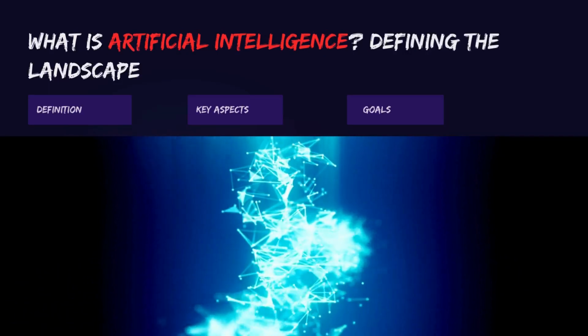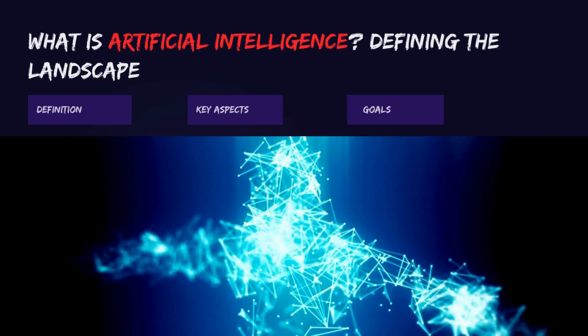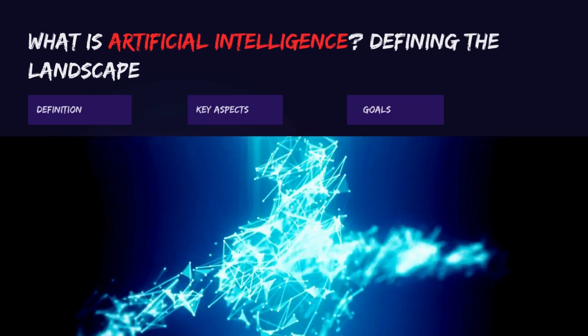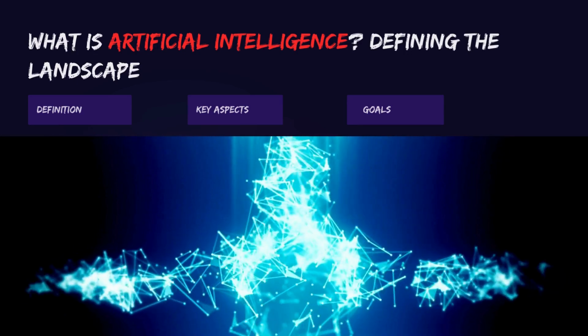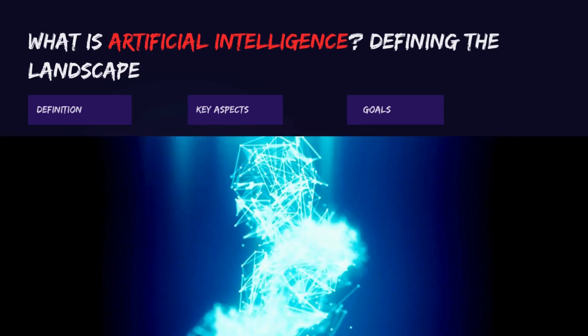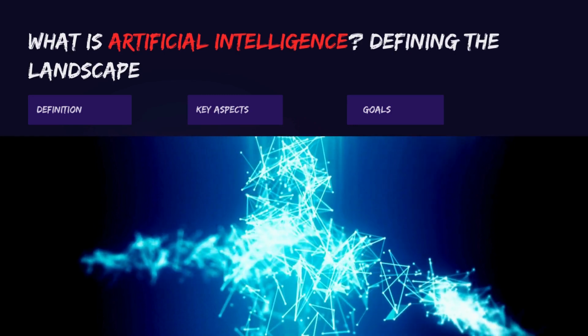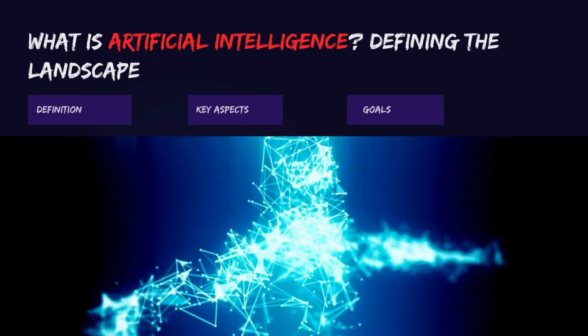Definition: Artificial intelligence refers to the simulation of human intelligence in machines programmed to think and learn like humans. It encompasses a wide range of technologies and approaches aimed at creating intelligent systems.